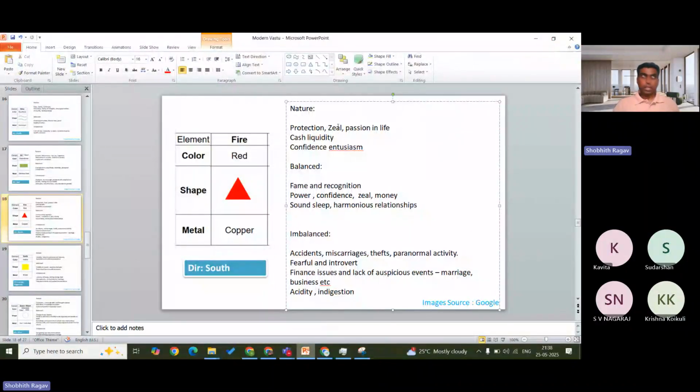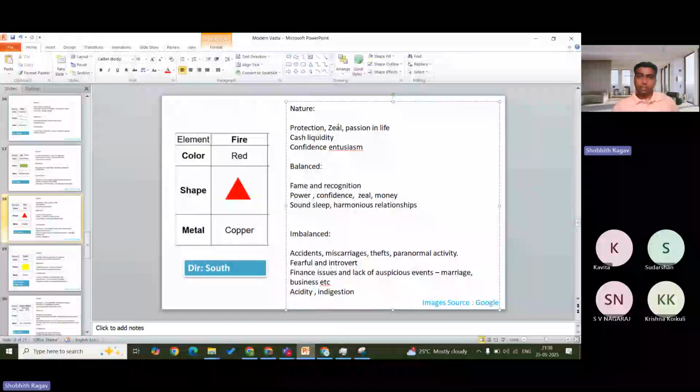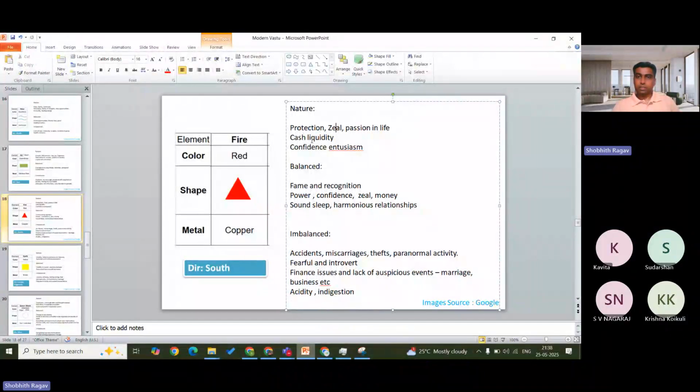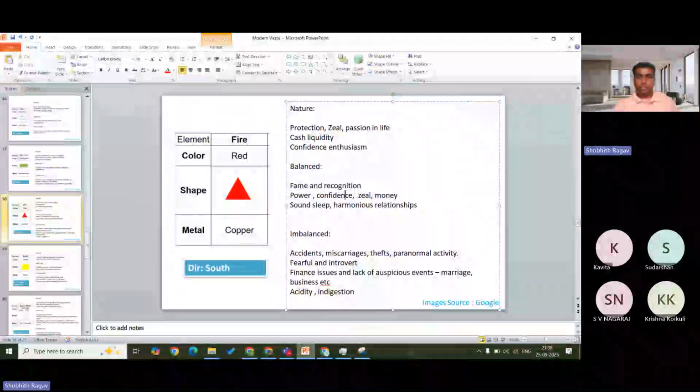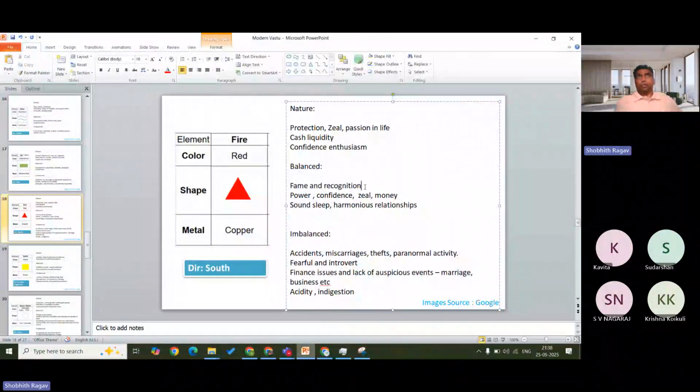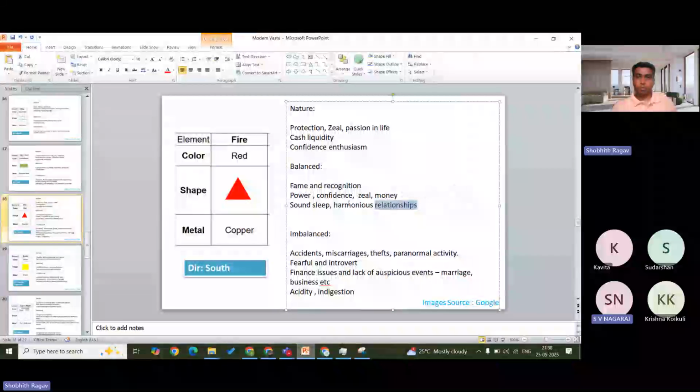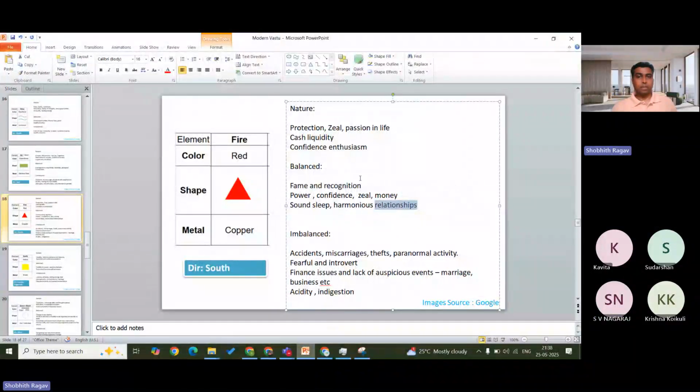It will give you a sense of protection, a good zeal in life, passion, good confidence, enthusiasm in life. All these are the nature of fire element. If it is balanced, it will give you good fame and recognition, good power, confidence. Power also indicates good health, sound sleep. Relationships within the family and even with outsiders will all be harmonious. So this is if it is balanced.